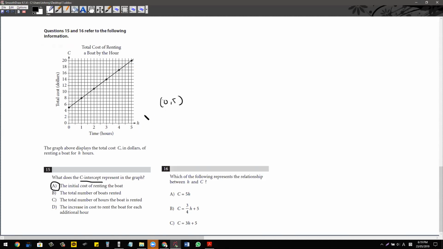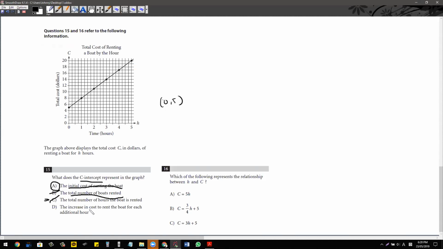So if you borrow for 0 hours, that does not mean you haven't rented. That means as soon as you rent it, that's when you have 0 hours. The cost is $5. So that's the initial cost. It's not the total number of boats. This does not give any information about the total number of boats rented. Total number of hours the boat is rented: is it provided at all in this graph? No, it just varies. You can borrow for 1 hour, 2 hours, 3 hours. It depends. So it's just not provided.